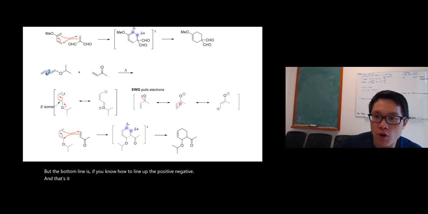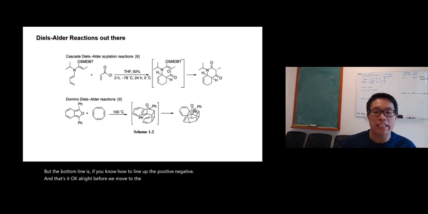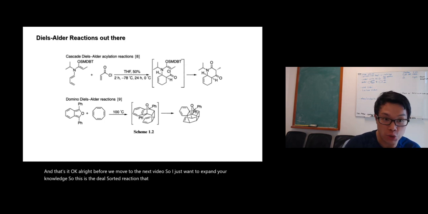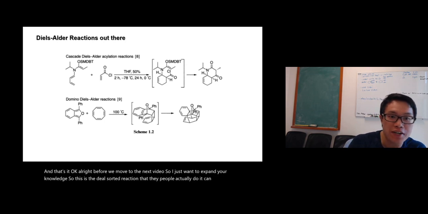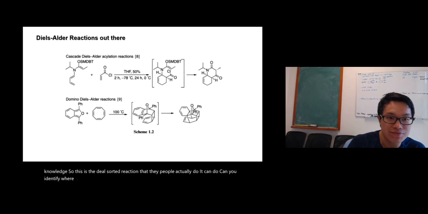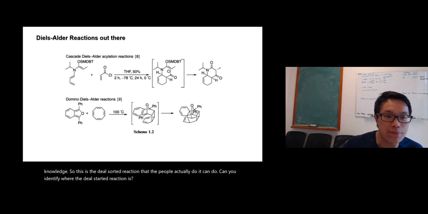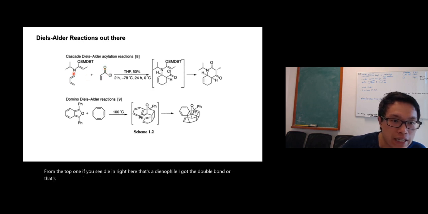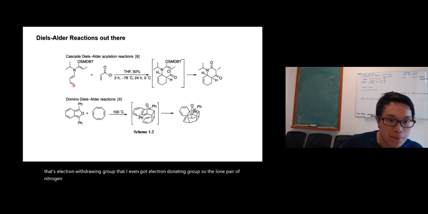Okay, all right, before we move to the next video, I just want to expand your knowledge. So this is the Diels-Alder reaction that people actually do. Can you identify where the Diels-Alder reaction is? From the top one, if you see the diene right here, that's a dienophile. It has the C double bond O, that's an electron withdrawing group. The diene has an electron donating group, the lone pair on nitrogen. Okay, so the negative will be down here.